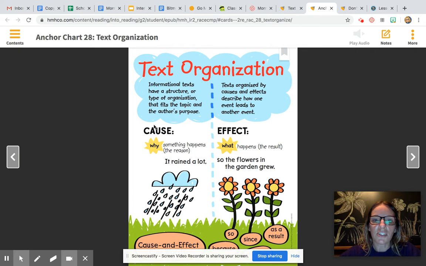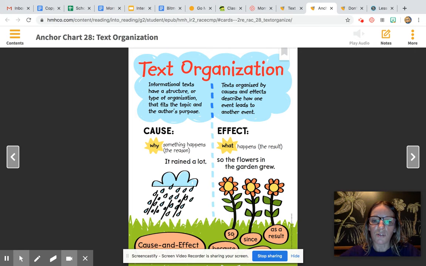Text organization deals with cause and effect. The cause of something is why something happens, or the reason. The effect is what happens as a result of the cause. So as you can see here in the picture, it rained a lot, so the flowers in the garden grew. Those are cause and effect. That is what cause and effect is.